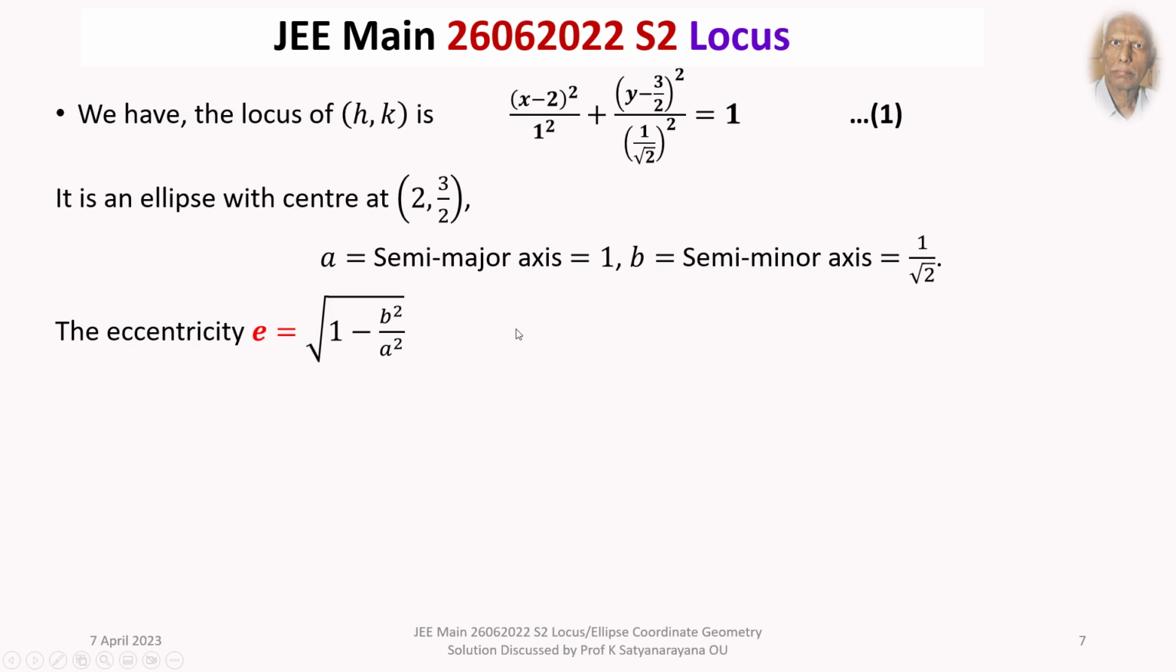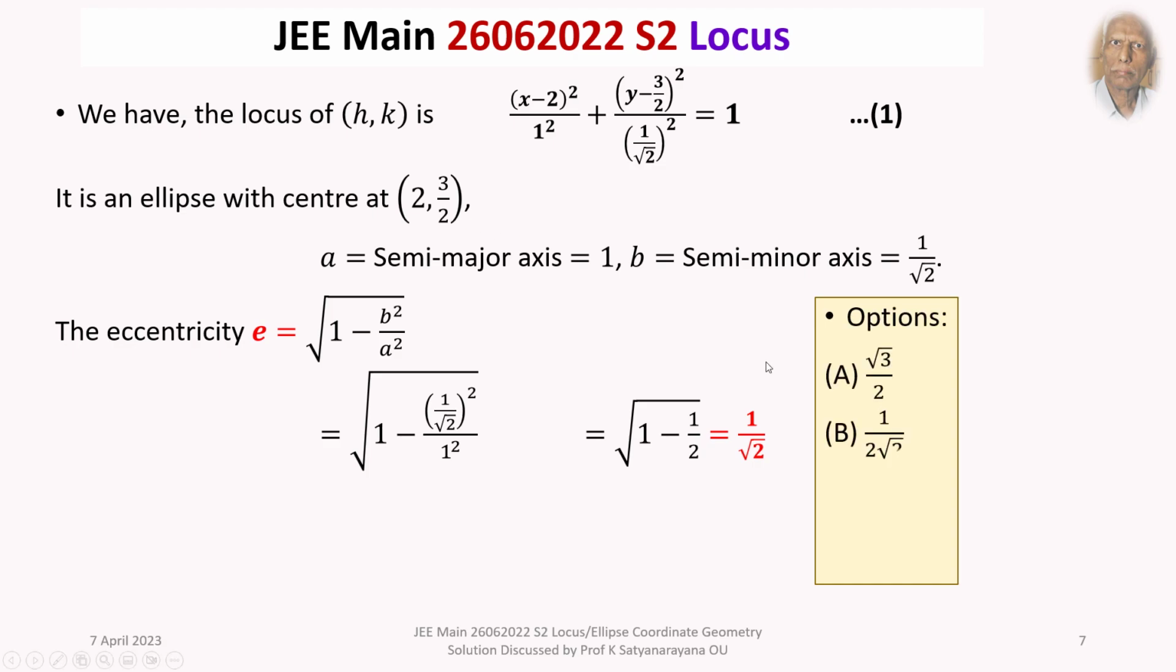Therefore we take this formula, and that is equal to the square root of 1 minus (1 by root 2) squared by 1 squared, that is a squared. That's equal to the square root of 1 minus 1 by 2. And 1 minus 1 by 2 is 1 by 2. The square root of 1 by 2 is 1 by root 2. That is the eccentricity of the locus of the midpoint of the given point P (4, 3) and any point on the given ellipse.